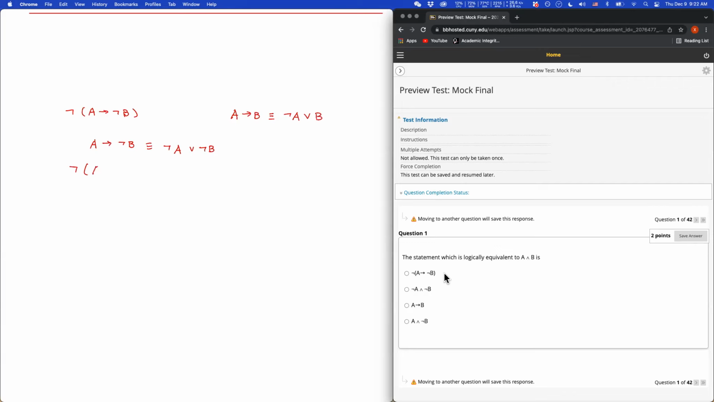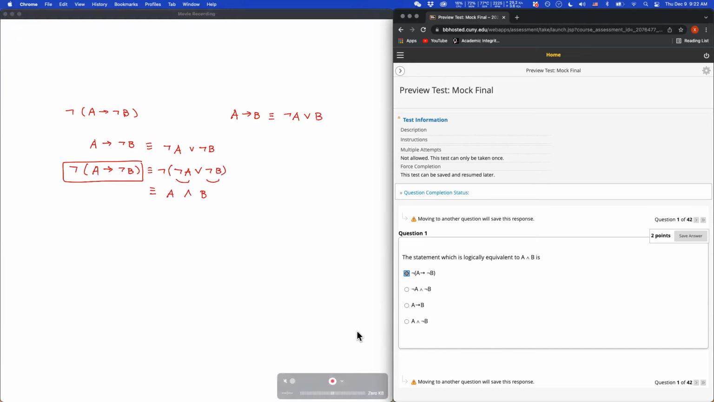Now to negate it, if you apply De Morgan's law, then you will negate each part here. So you have A and B. Now you will flip the OR to AND, by flipping the disjunction to conjunction. So this is the answer, the first choice. Any questions here?